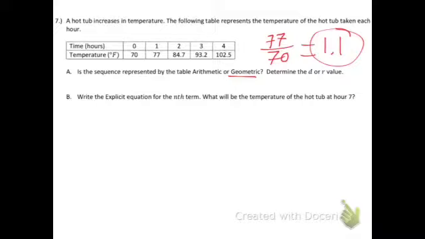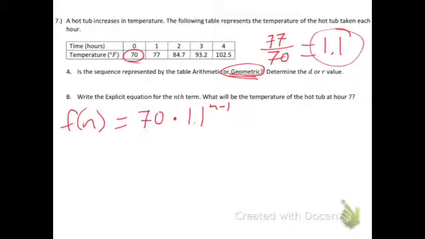I'm going to write an explicit equation to define the nth term. And so we got a starting value, common ratio. We got the 2 things we need. F of n is equal to start value times common ratio to the n minus 1 power. And now we got that, we can try and figure out the temperature for the hot tub at hour 7.